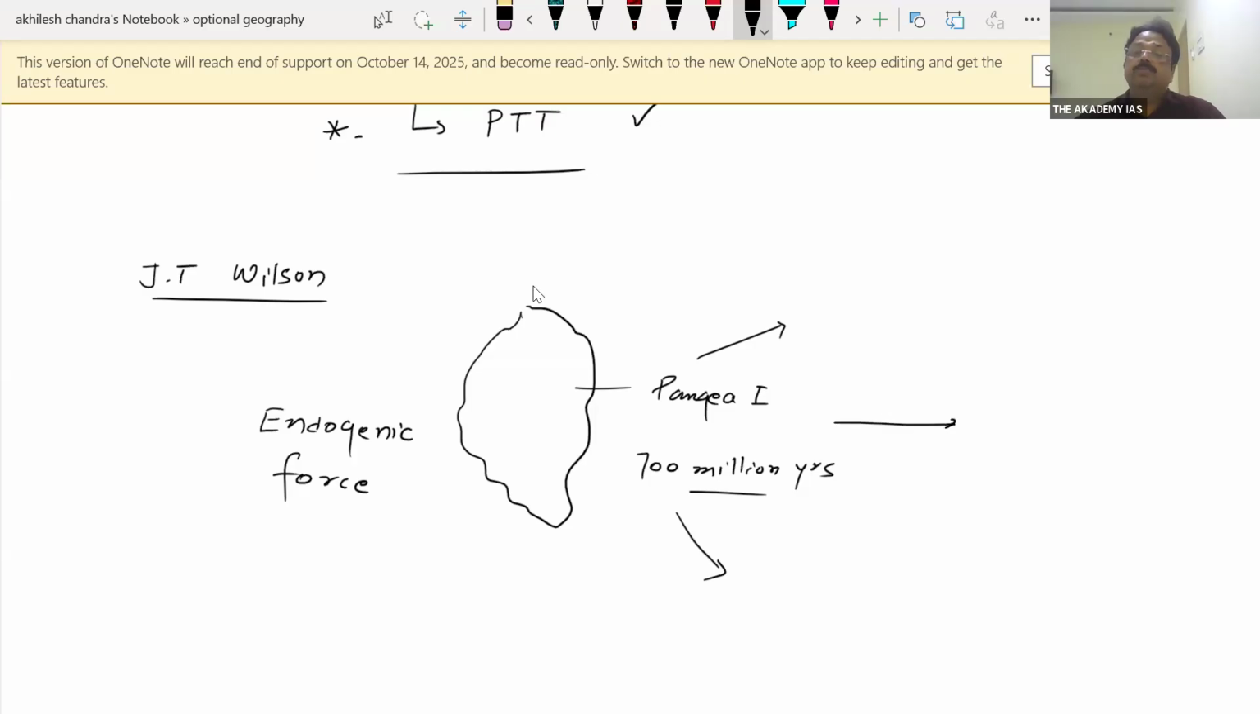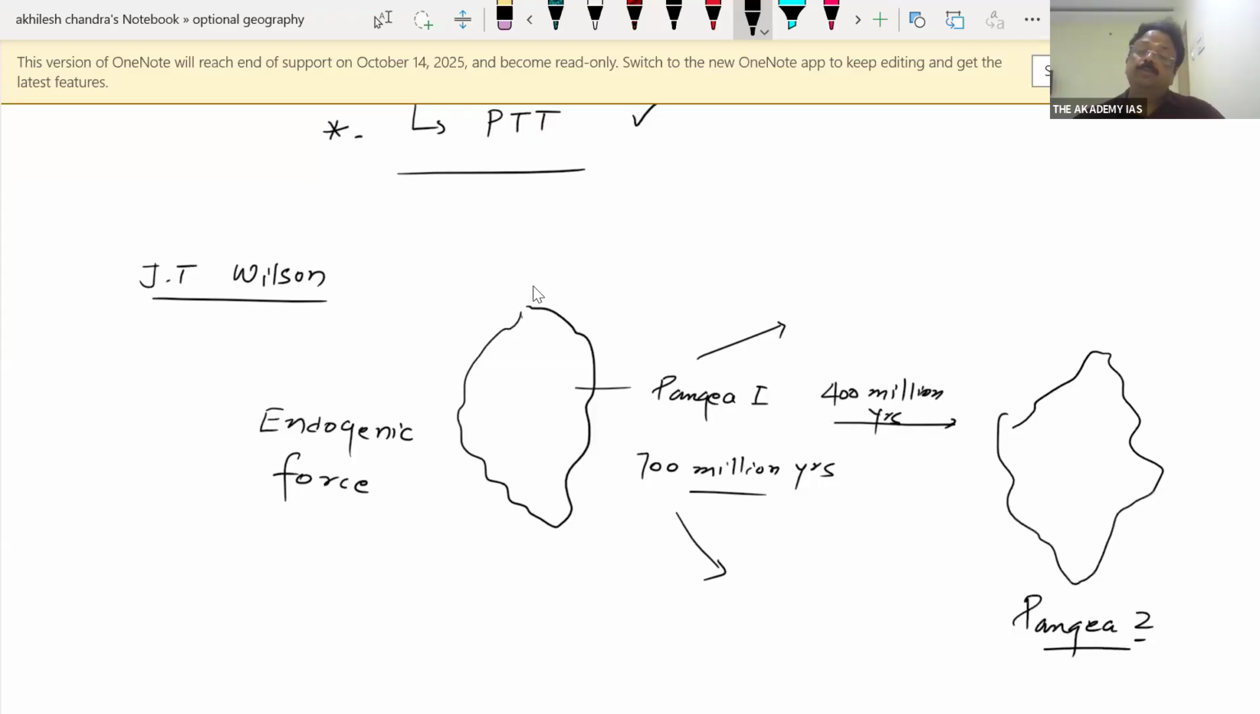And after 400 million years, they again joined to form Pangea 2. And this Pangea 2 again broke in the form of Angaraland and Gondwanaland. And the new seafloor is being formed. The old sea is getting consumed.